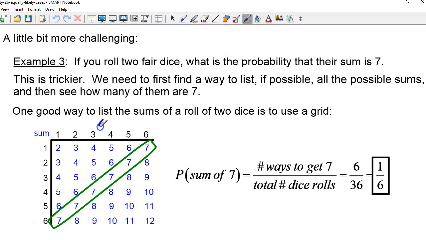Since there are 6 columns and 6 rows, there are 6 times 6 blue numbers in here. That's actually the sample space. So that means on the bottom of our fraction, the total number of dice rolls is 36. If I go back and look at how many of those are actually 7, we can count them up. There are 1, 2, 3, 4, 5, 6, and that's the reason why the top of the fraction has a 6. So it would be 6 out of 36, which reduces to 1/6. So the probability that if we roll 2 dice, their sum will be 7 is 1/6.